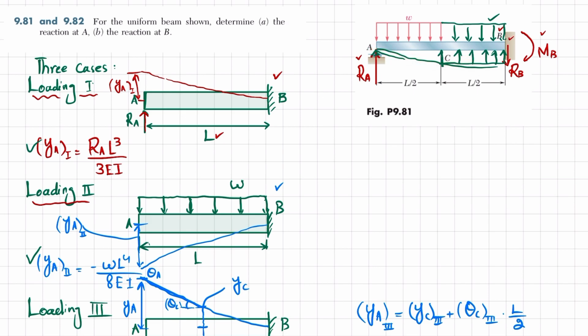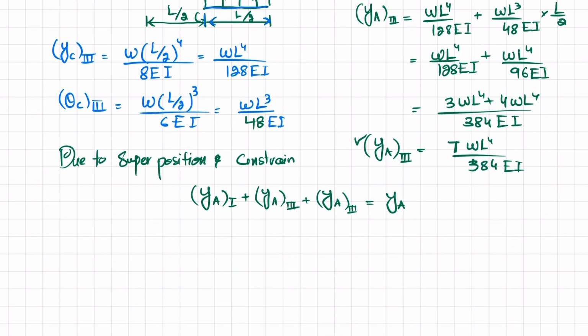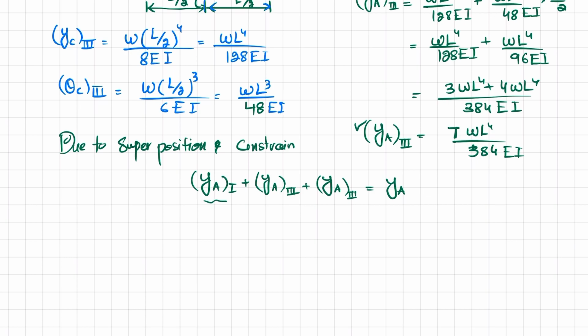So what does it mean? It means that deflection at point A is equal to 0 because there is a roller support at point A. So it means that YA1 plus YA2 plus YA3 is equal to YA, and that is equal to 0.